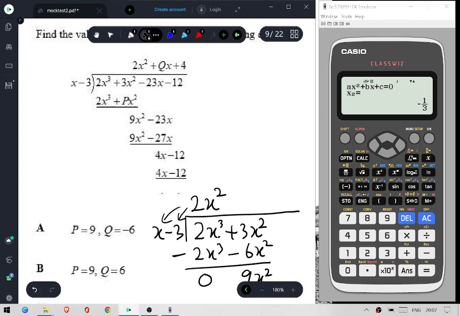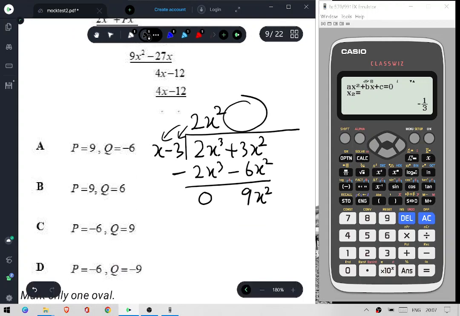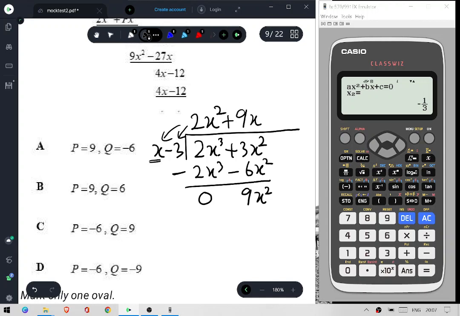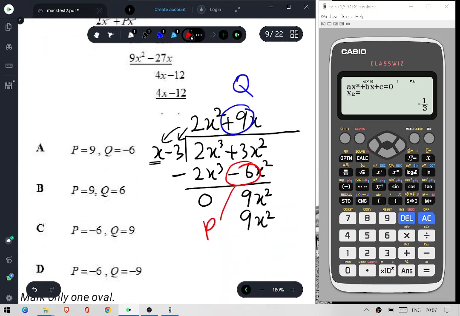We need Q, right? So we have to figure out this one as well. Getting rid of 9x squared, how? Tapi kita dah ada x kat sini, so just multiply by positive 9x. So 9x multiply by x, we have 9x squared. Okay, so done lah. So this is our Q and this is our P. Betul ke tak betul? Betul.